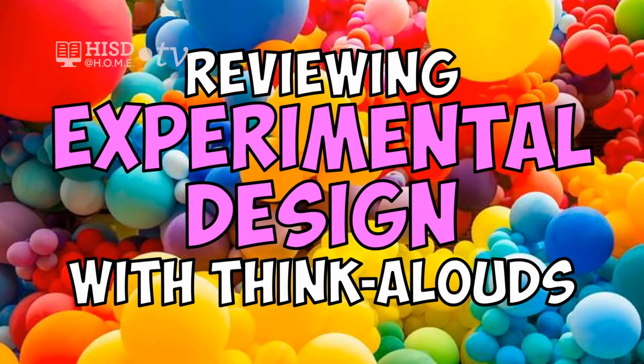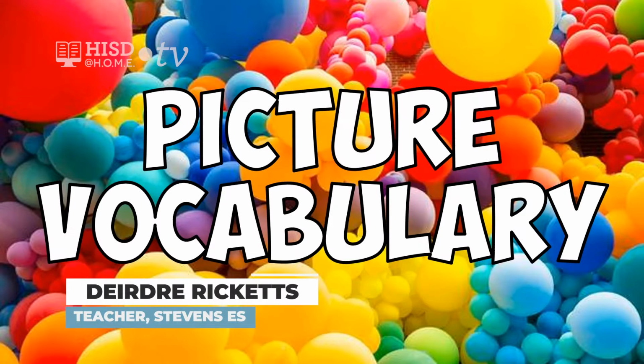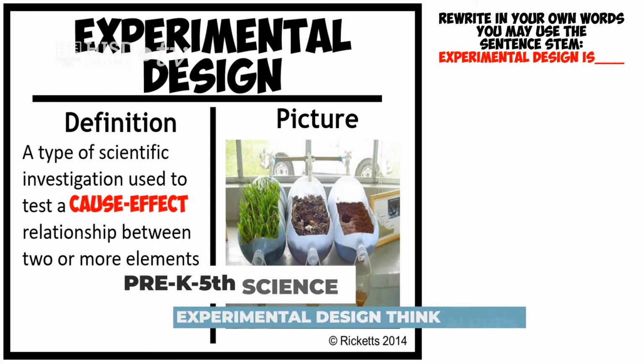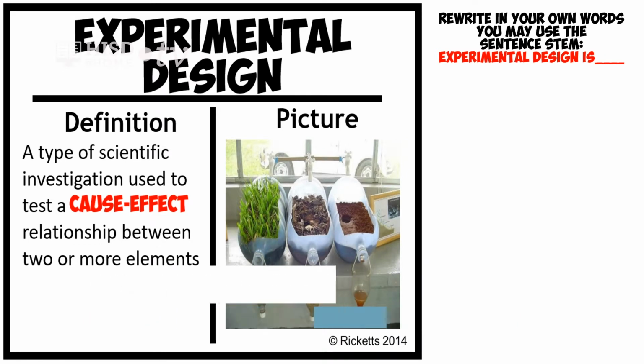Today we'll be reviewing experimental design with Alouds. So let's begin with some picture vocabulary. Our first term, experimental design, is a type of investigation used to test a cause and effect relationship between two or more elements. If I had to rewrite this and state this in my own words, I would start with the stem. Experimental design is the process or way scientists conduct experiments.